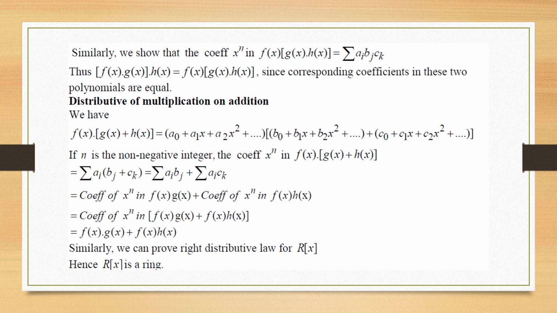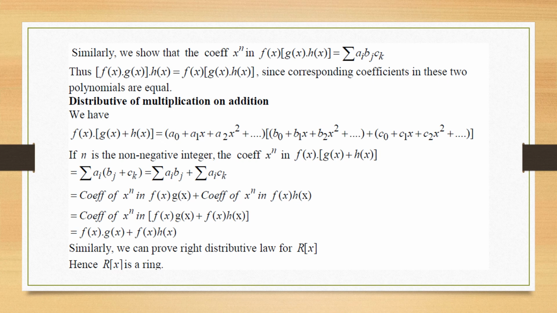Now finally we come to the distributive law of multiplication over addition. So we have f of x dot g of x plus h of x, which takes f of x and operates on g of x and h of x, adding up both, right? And you can distribute the multiplication, that is f of x, over that addition. If n is a non-negative integer, the coefficient of x to the n in f of x dot g of x plus h of x, you know how to write it, it's an infinite series, it's going to be the sum, where the coefficients of f are ai, of g are bj, and of h are cj.